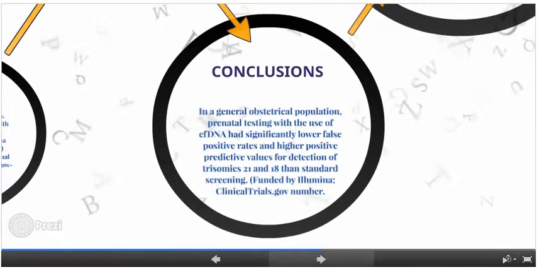Conclusion. In a general obstetrical population, prenatal testing with the use of cell-free DNA had significantly lower false positive rates and higher positive predictive values for detection of trisomy 21 and 18 than standard screening.